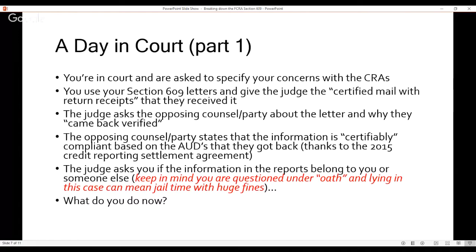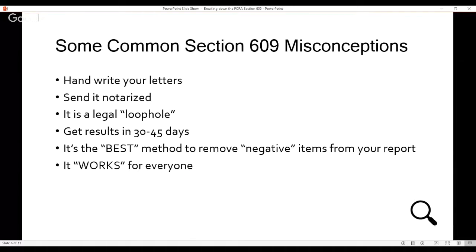So there are some common misconceptions with Section 609. A lot of people use this to basically scare you into making you believe that that's the only way, right? So they say, look, you've got to handwrite your letter. So let's say you spend like $15 to $20 on some template, and they're going to say, this is how you do it. They give you all sorts of spiels and stories, and they say, handwrite your letters. And then you've got to send it notarized, okay? Well, yeah, of course, you can do that.